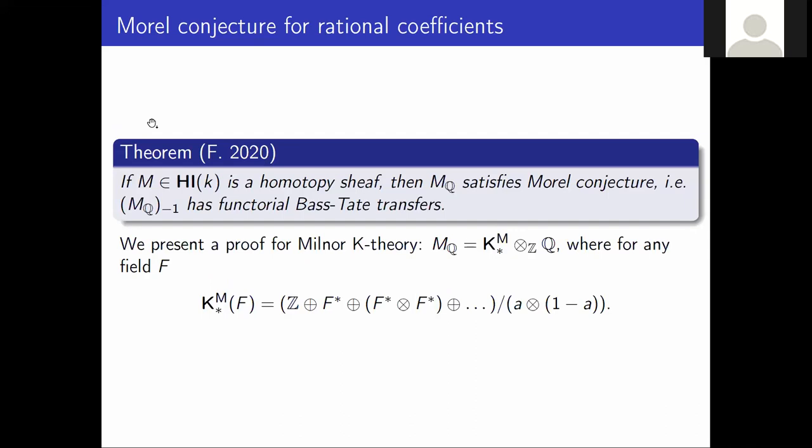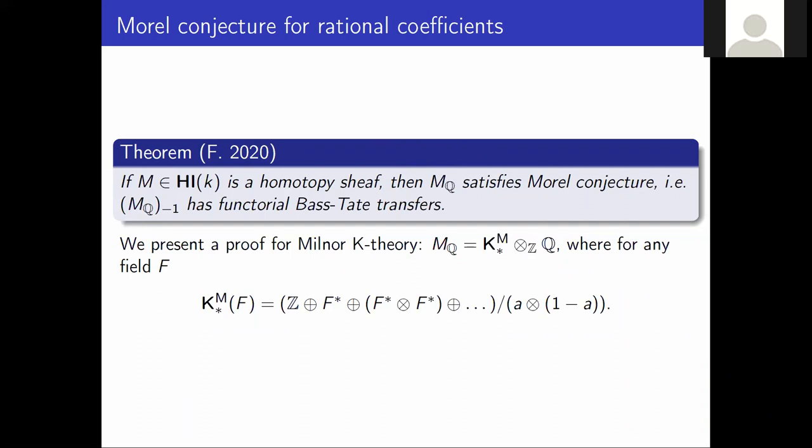So I would like also to present another special case. If you consider M a homotopy sheaf, and you tensor your sheaf by Q, so basically you leave out any torsions, well, in this case, the Morel conjecture is true. So MQ minus one has functorial Bass-Tate transfers. So we'll try to explain briefly the proof.